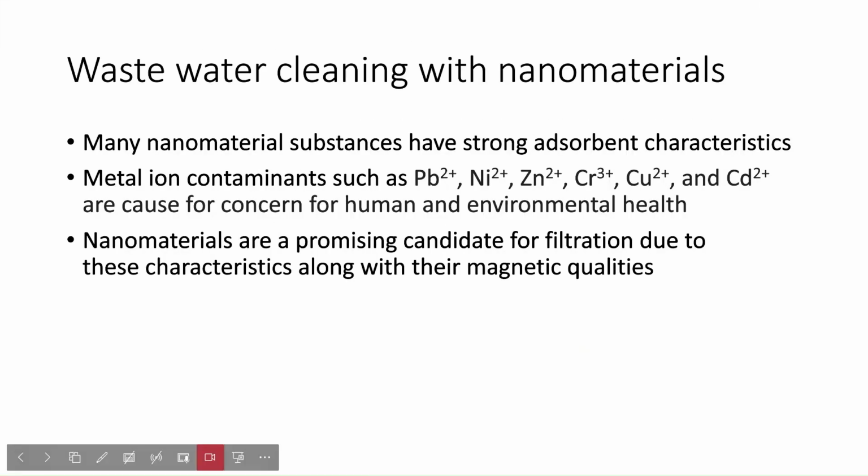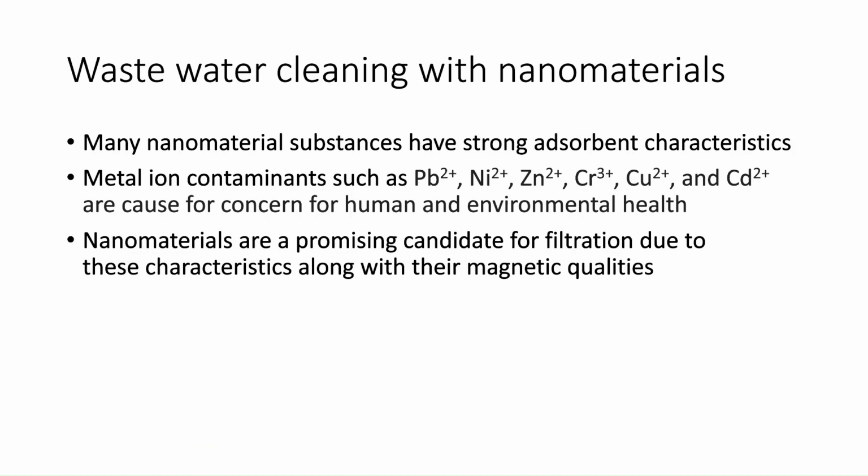So to wrap things up, I'd like to talk about wastewater cleaning and how nanomaterials can be used to help this. So it's been shown that some metal ions such as lead, nickel, zinc, chromium, copper, and cadmium, all these ions have been found in small concentrations in water that we use every day for agriculture and for just drinking and cleaning. And even though they're very small concentrations, they can still lead to human and environmental health problems.